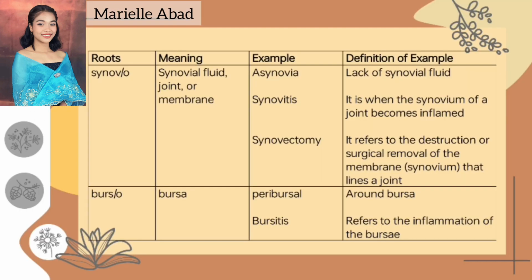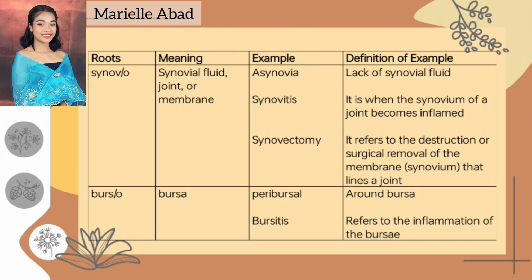Number 2, we have bursectomy, ectomy, which means removal. Bursectomy is surgical removal of the inflamed bursa, typically done arthroscopically. The procedure is less invasive and the recovery is quicker.